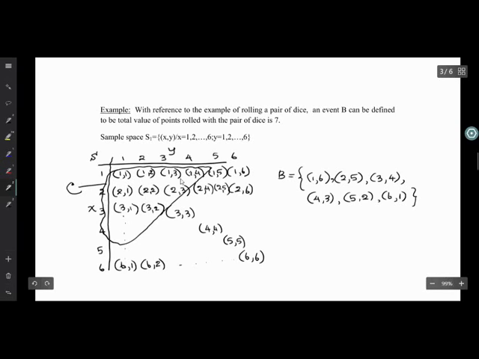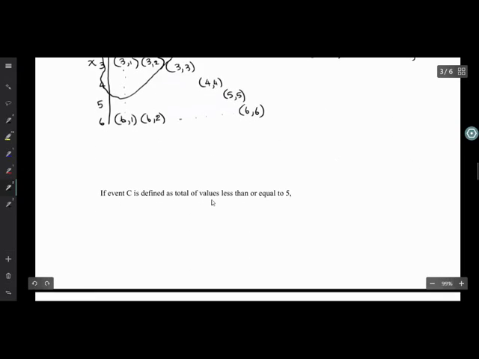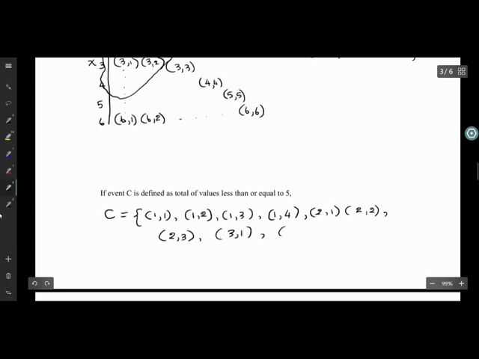So if you want, you can list down these events one by one, and you will end up with 10 possible outcomes in your event C. So they will be 1, 1, 1, 2, 1, 3, 1, 4, 2, 1, 2, 2, 2, 3, 3, 1, 3, 2, and finally 4, 1.